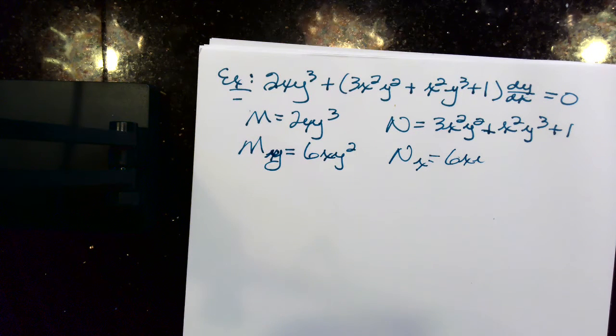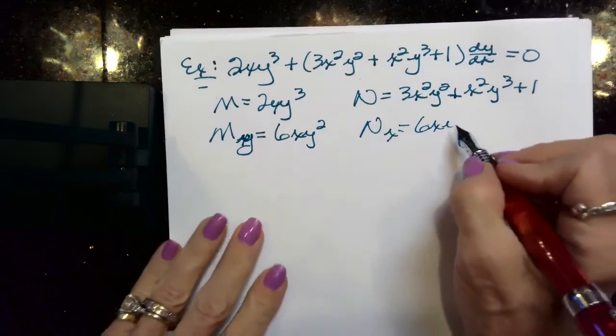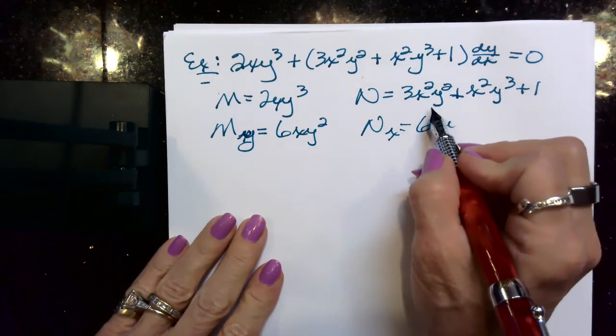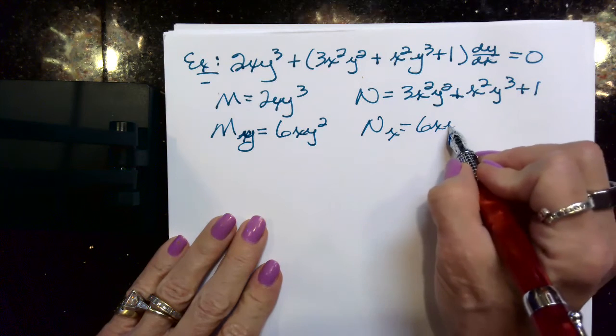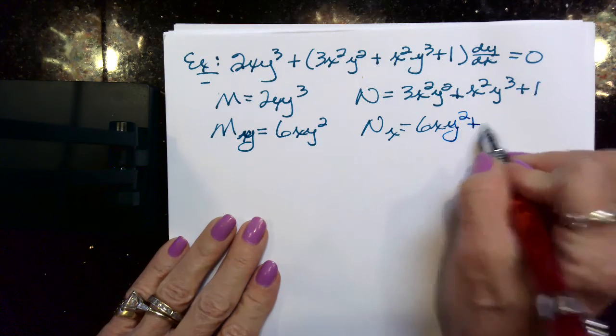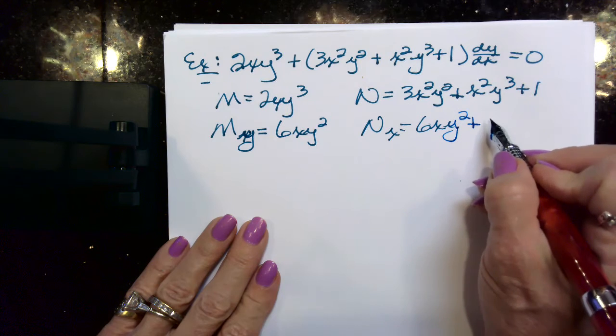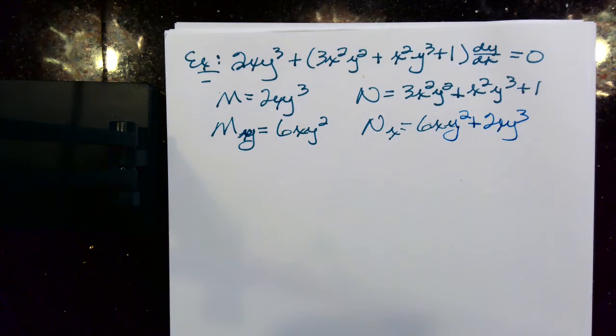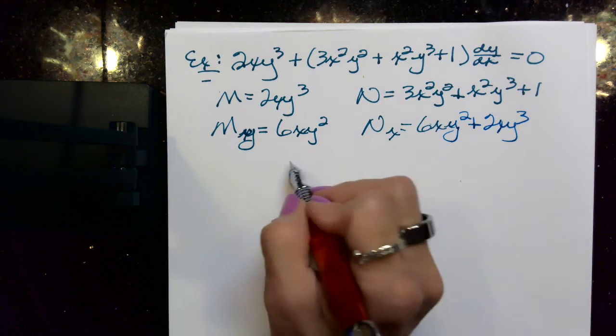Well, out of ink. Hold on a second. Okay, back with a different pen. So we're taking the partial derivative of N with respect to x, so that will be 6xy squared plus 2xy cubed plus 0. And clearly it's not exact.